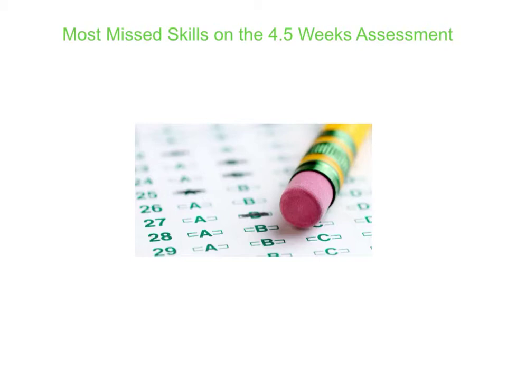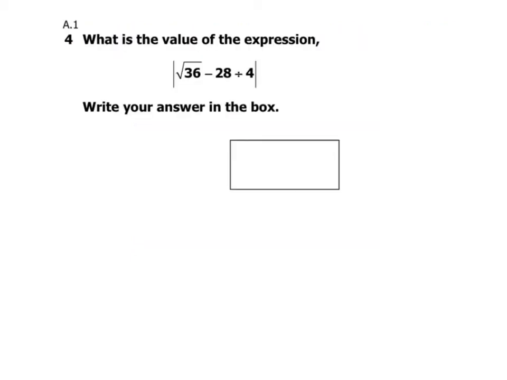So let's get started. Okay, let's jump in with this first one that was missed by more than 25% of all of my algebra students. I think the reason that we're missing these problems with absolute value and square roots, etc., is that we just didn't do a lot of practice in class with this stuff. So we'll make sure we get a whole bunch of it in the next week before our benchmark. So what is the value of the expression: the absolute value of the square root of 36 minus 28 divided by 4?